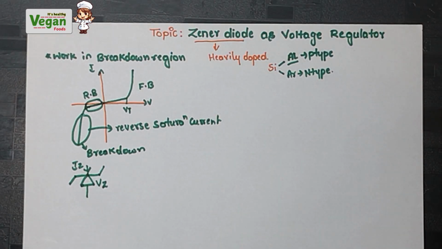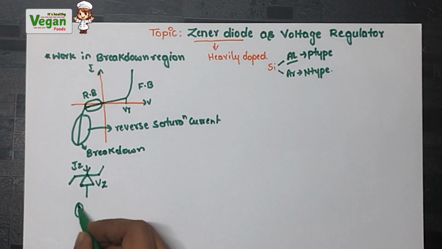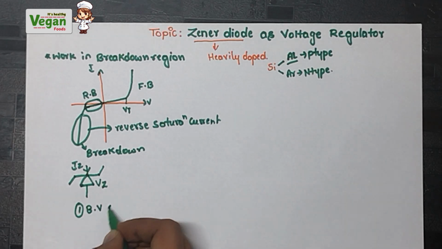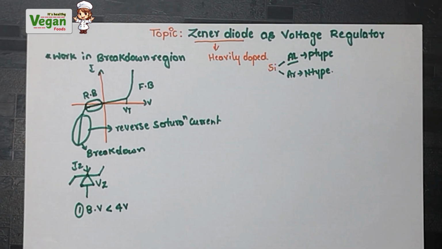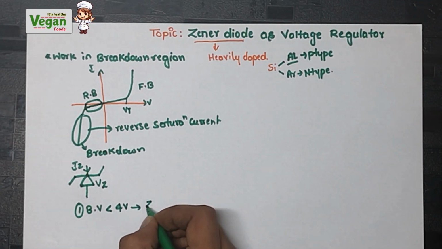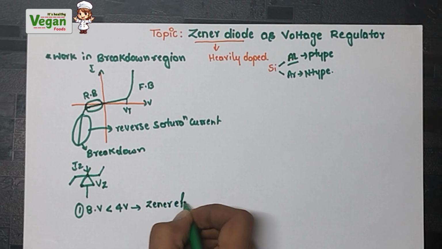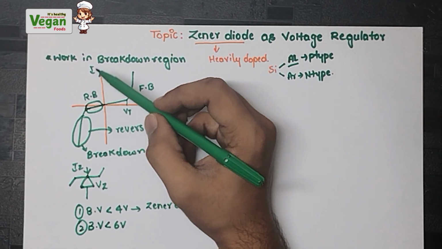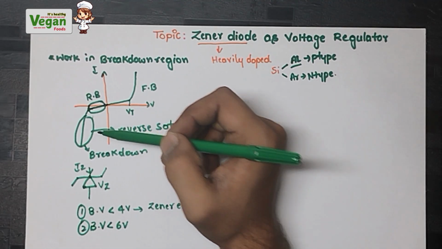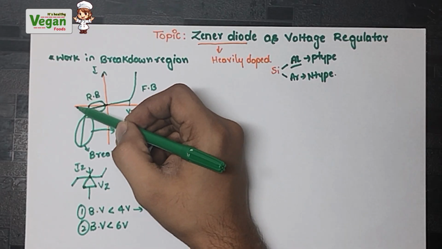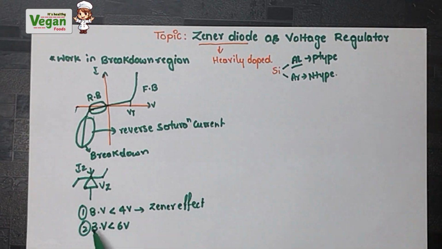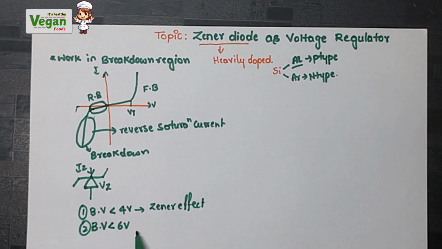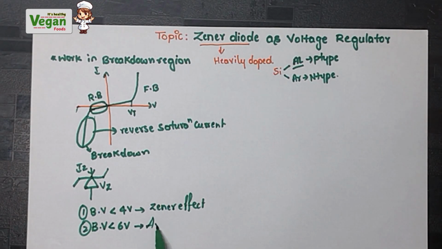Now, this Zener diode working in the breakdown region has two cases. The first one is if the breakdown voltage is less than 4 volt. If the breakdown voltage is less than 4 volt, we call it the Zener effect. If the breakdown voltage is less than 6 volt, we also know that as the voltage decreases, the current will sharply increase. So 4 volt means here, 6 volt means here. As the breakdown voltage will be less than 6 volt, we call it the avalanche effect.